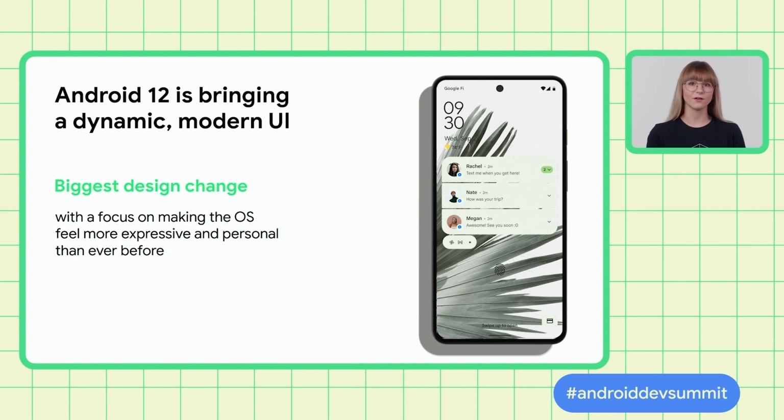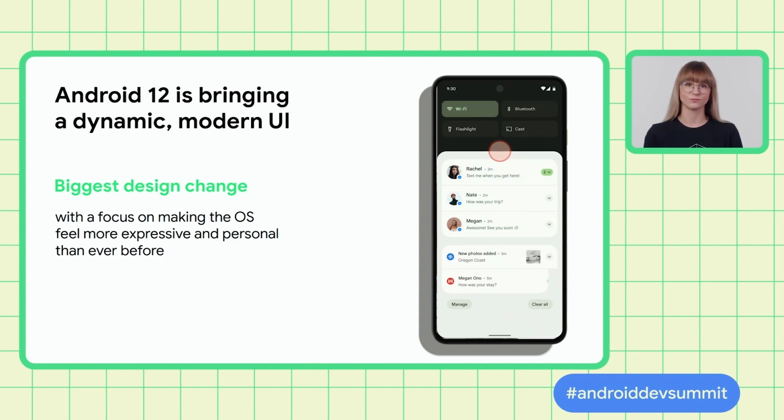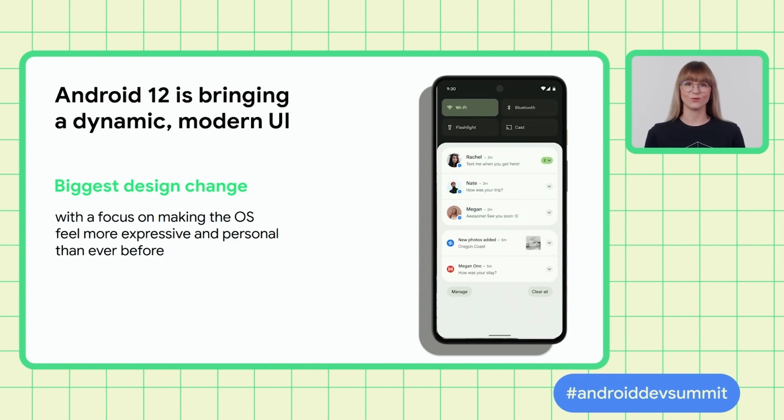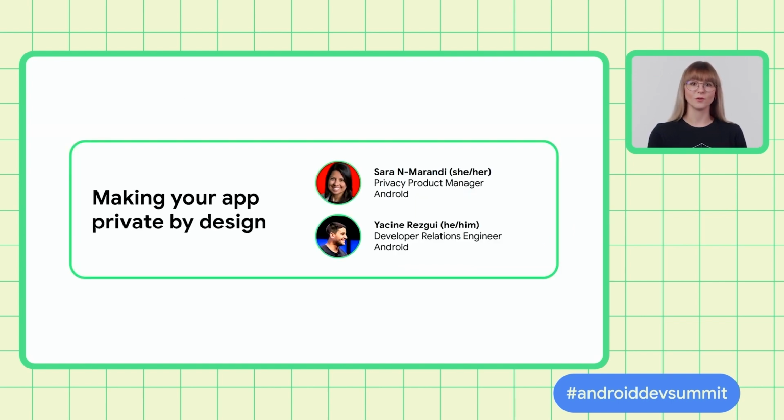Android 12 introduced the biggest visual refresh, powered by a new, personal material design. We have focused on simplifying and polishing existing experiences and helping you to build beautiful, secure, and performant apps tailored to users' needs. To bring these changes to life, we have centered our efforts on three main areas: user interface, performance, and privacy. In this session, we'll review Android 12 changes related to user interface and performance. To learn more about privacy updates, make sure to see our other ADS talk, Making Your App Private by Design.